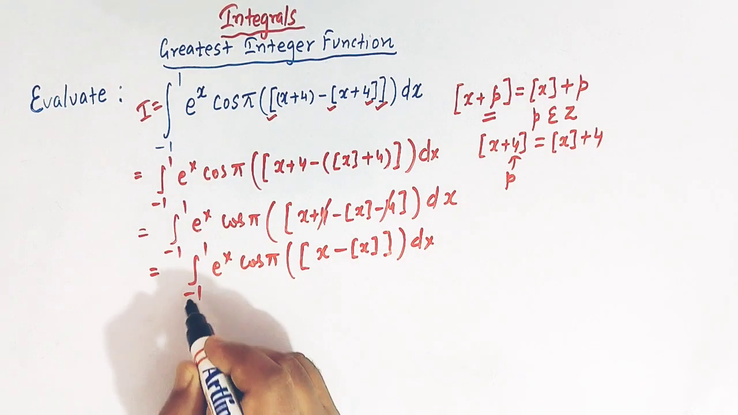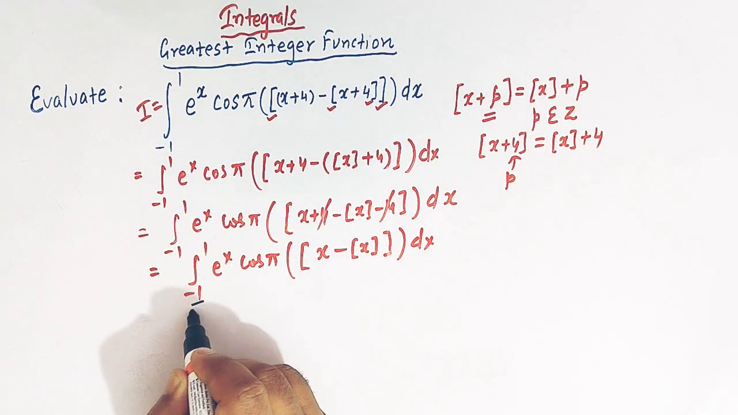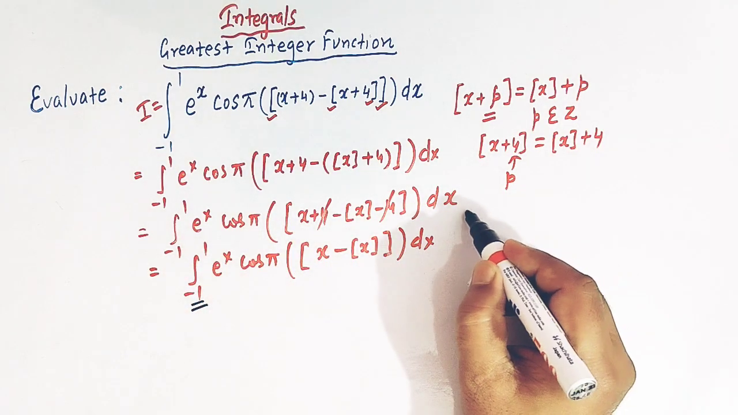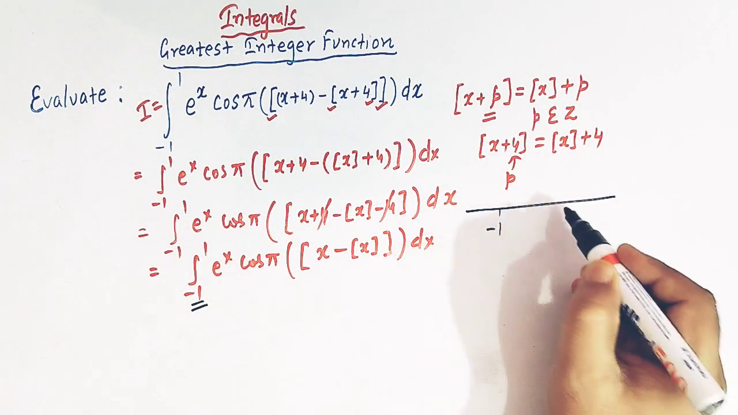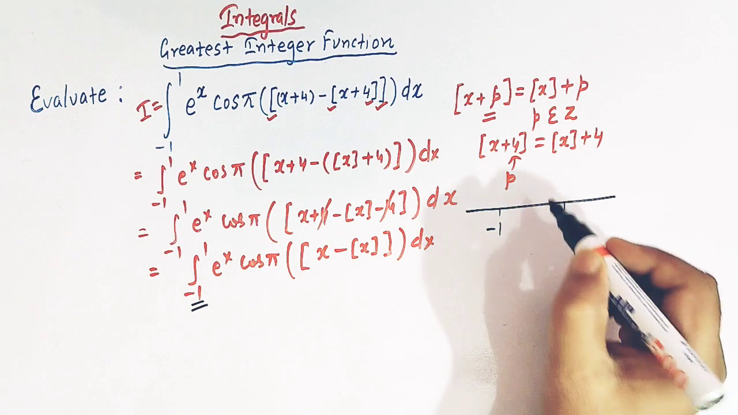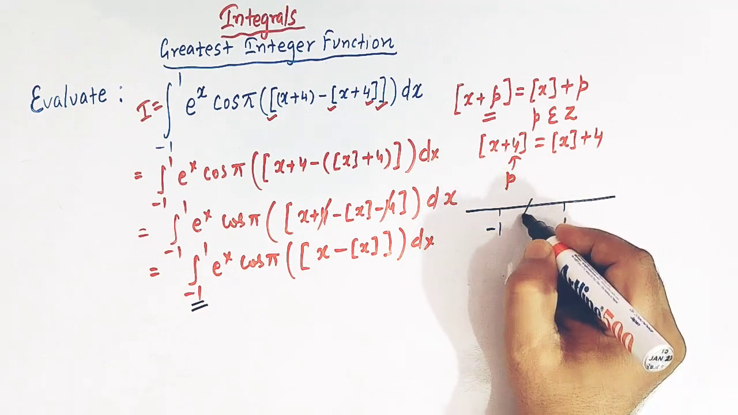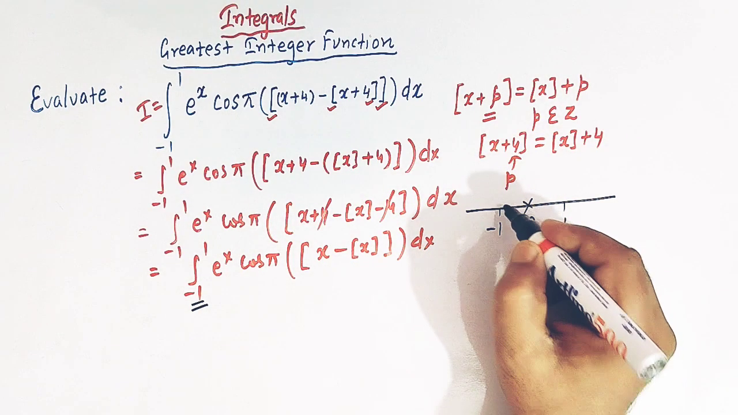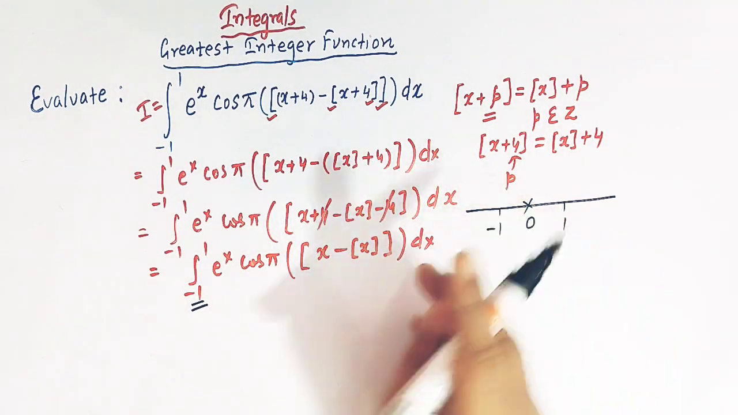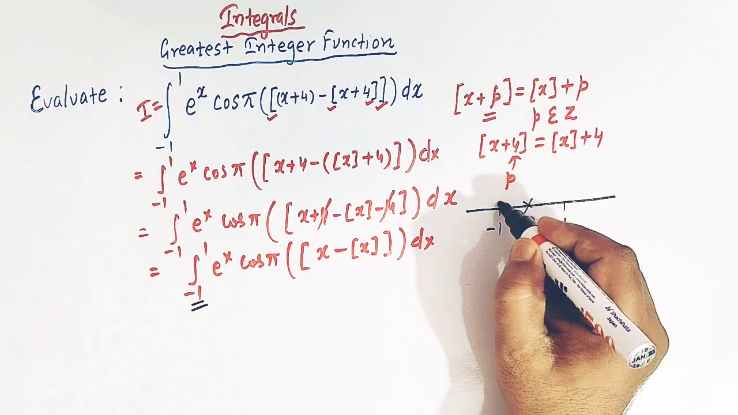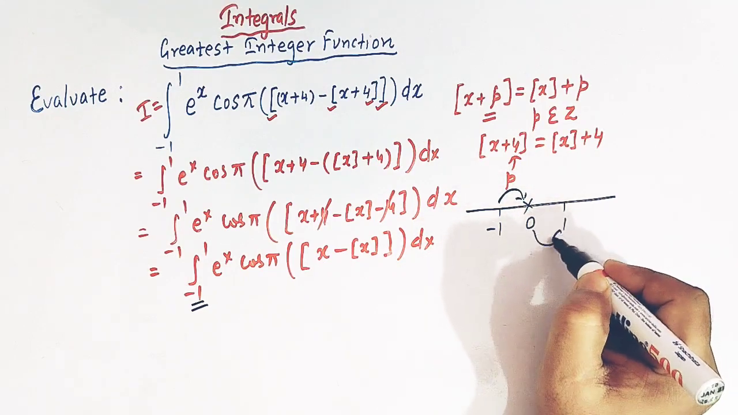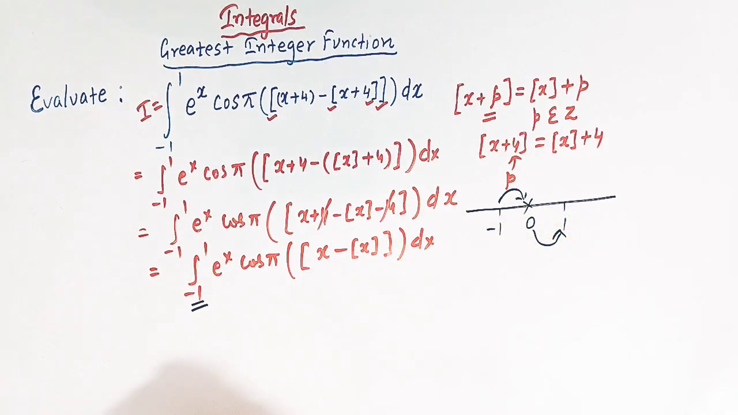Now see, here we have the limits from -1 to 1, so the lower limit is -1, upper limit is 1. And between -1 and 1 we have the integer 0. So what we will do, we'll break this integral as a sum of two integrals. The first one is from -1 to 0, the second one is from 0 to 1.